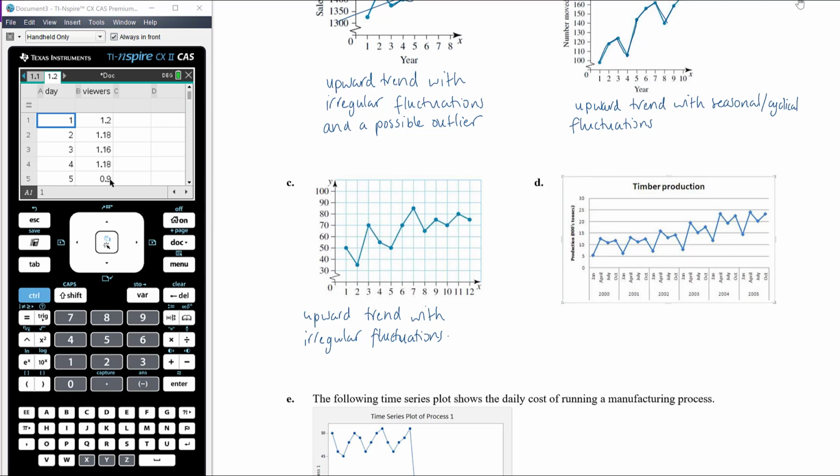Now in part D, we've got a clear seasonal pattern happening here. Every year we're seeing the same pattern happen with an overall upward trend. I could have given you an example with a downward trend, couldn't I? Upward trend with seasonal fluctuation.